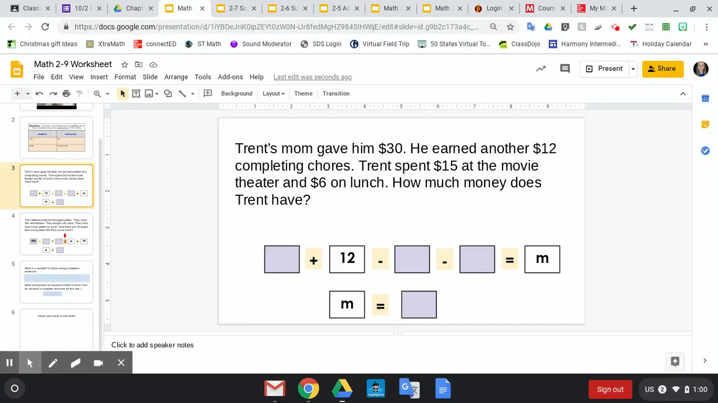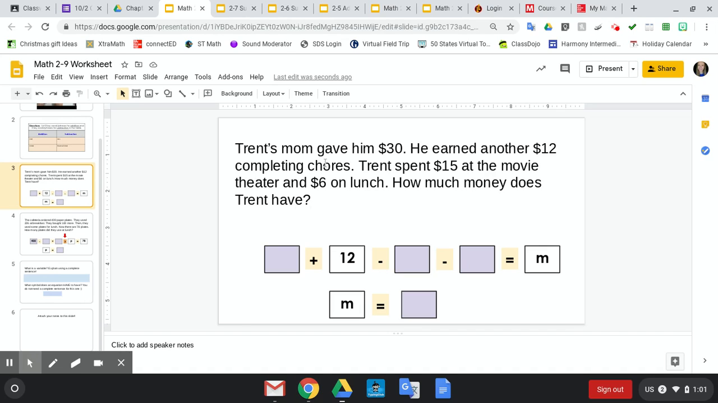As we use the cube strategy, we're going to be circling numbers, underlining questions, boxing keywords, evaluating what information we circled, underlined, and boxed, and then solving for our final answer. Sometimes something that can help us, especially with a problem that has multiple steps, is to use an equation. An equation has an equal sign, and a lot of times we use a variable, which is this letter here, to represent the amount we're trying to find.